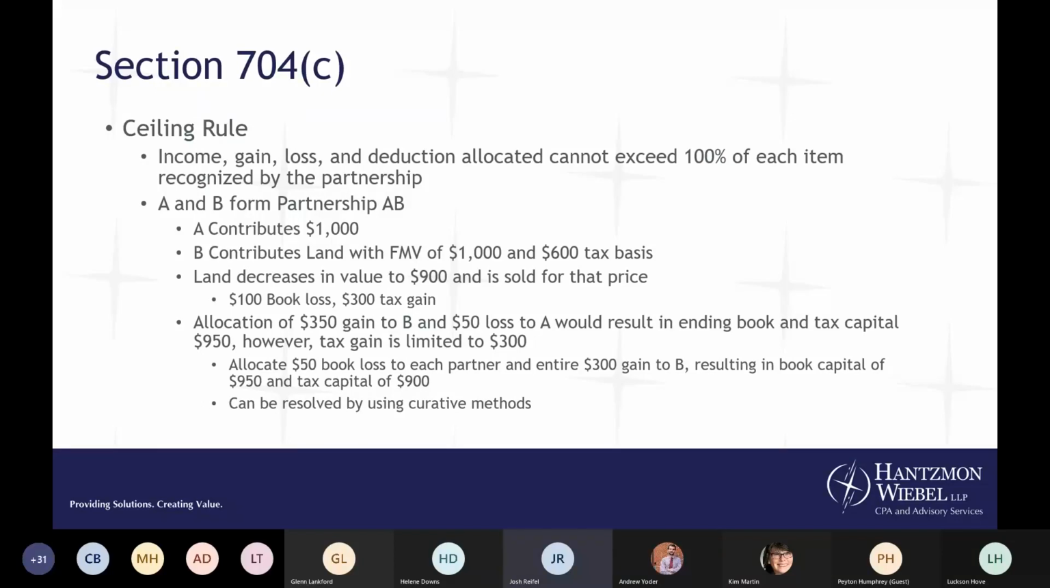However, in this particular case, the land is going to decrease in value to $900 and is sold for $900 cash. So there's a $100 book loss. That would be the difference between the $1,000 initial fair market value and the $900 sale price. That book loss is going to be split, in this case, 50-50 between partners A and B. And you now have a $300 tax gain, which is less than the initial pre-contribution gain for that piece of land.